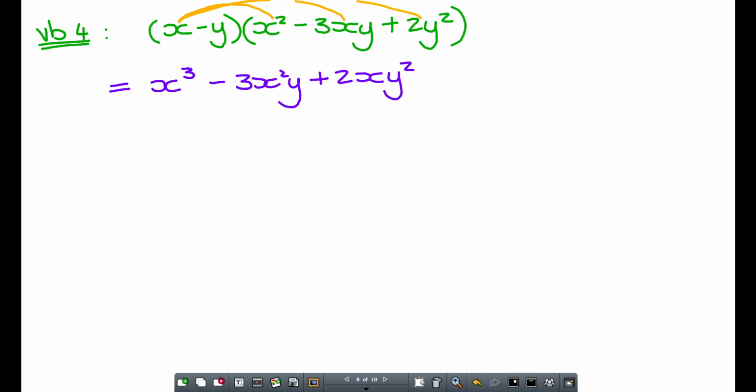Ek neem aan, julle doen dit, but I'm just mentioning again. You will see that here by the last term, x times 2y squared. Yes, you could have written 2y squared x.